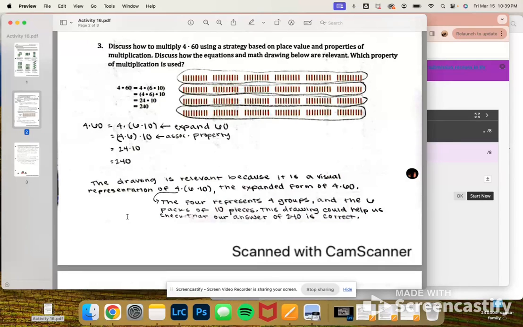I called them packs and then pieces, kind of like the gum example. But so I would say in each group, there are 4 packs, and each pack has 10 pieces. So this drawing can help us check that our answer is correct.